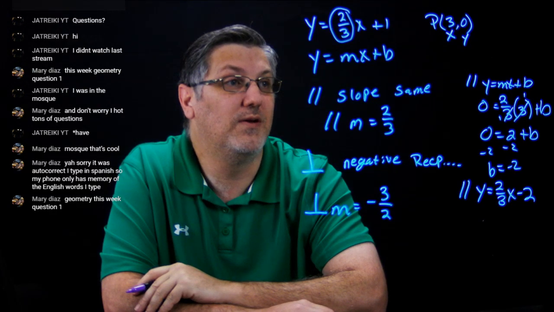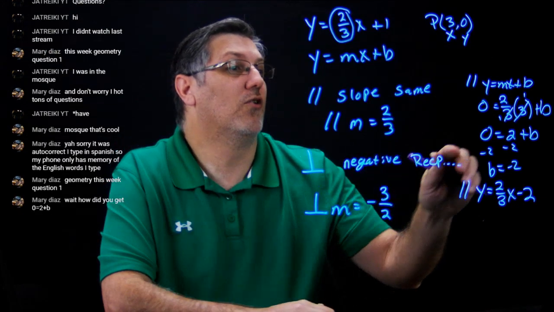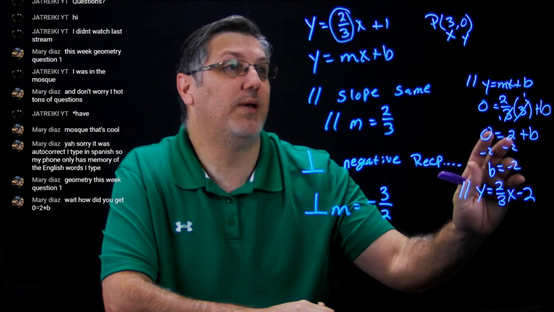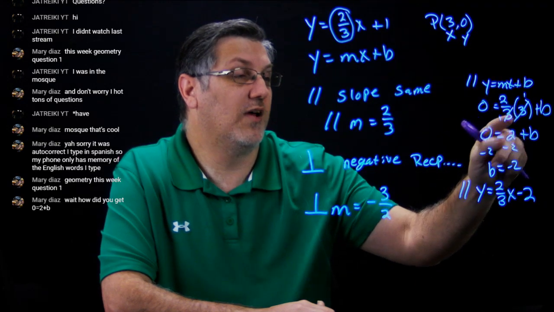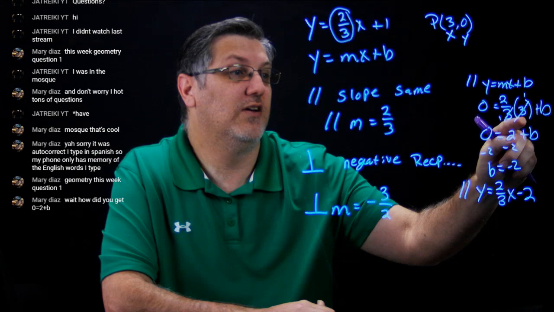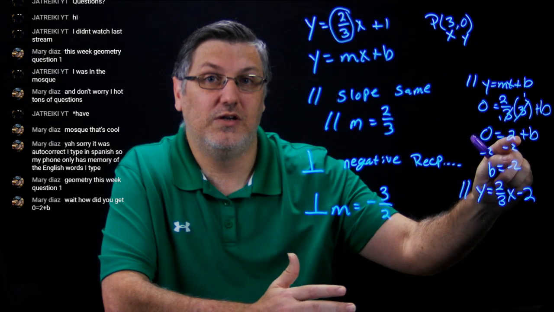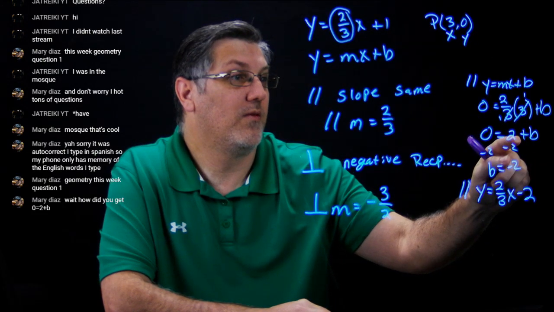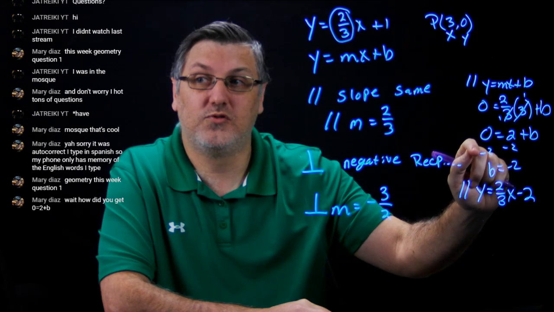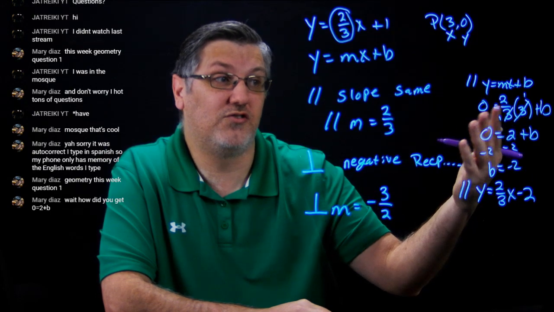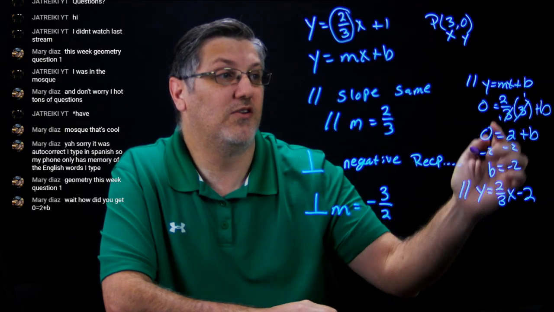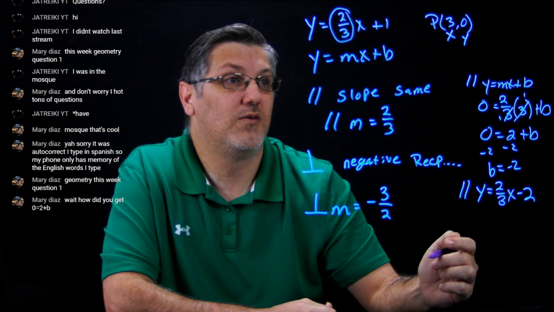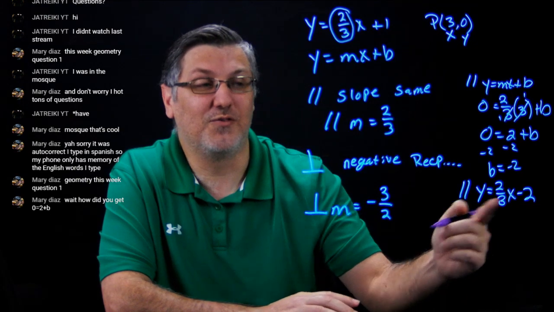Okay, so for perpendicular. All right, so where I got 0 equals 2 plus b is I plugged in my 2/3 times 3. So you're good here on this step. 2/3 times 3 is 2. It's arithmetic. 2/3 times 3 is just 2, and that's where I got my 0 equals 2 plus b. I cancel my 3's. All right. Okay. So there's my parallel line.